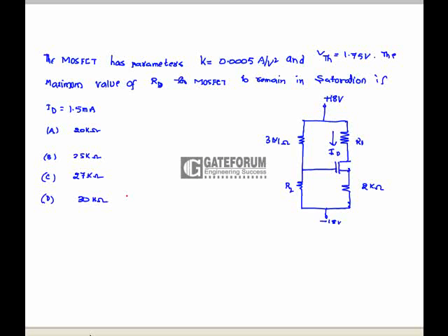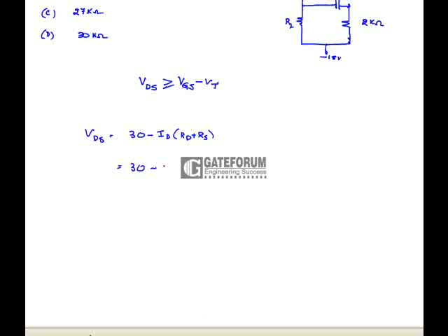The MOSFET has the following parameters: K is equal to 0.0005 amps per volt square and its threshold voltage is 1.75 volts. The maximum value of the drain resistance for the MOSFET to remain in saturation. See, the condition for the MOSFET to remain in saturation is that the drain to source potential must be greater than or equal to VGS minus VT. Here VDS is equal to 30 minus ID (RD plus RS). Here 30 minus 1.5 (RD plus 2) must be greater than or equal to VGS minus VT.